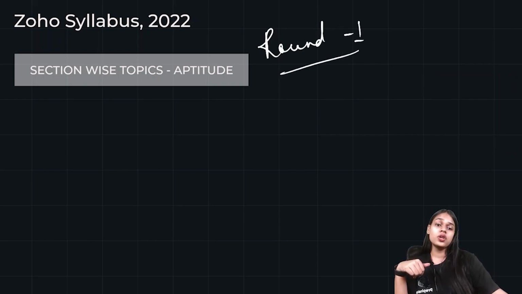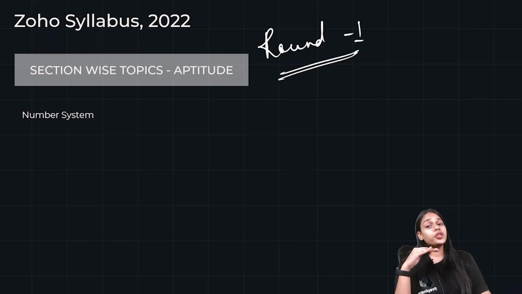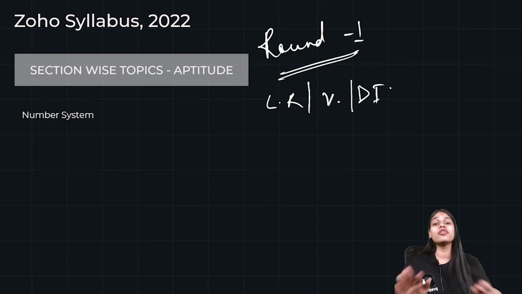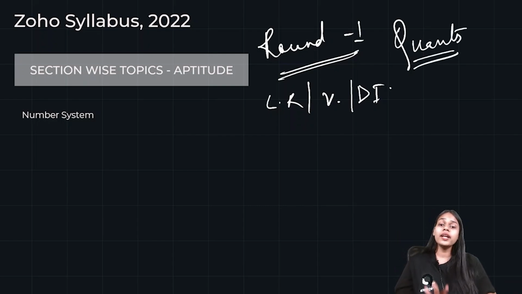So let's discuss round 1, that is the aptitude part and not the C part, only the aptitude part. Here again, let me let you know that you are not going to have logical reasoning or verbal or DI, any of that. For aptitude, you are only going to get the quants section. Only quantitative aptitude is there. You will not have logical or verbal or DI or any such topic.